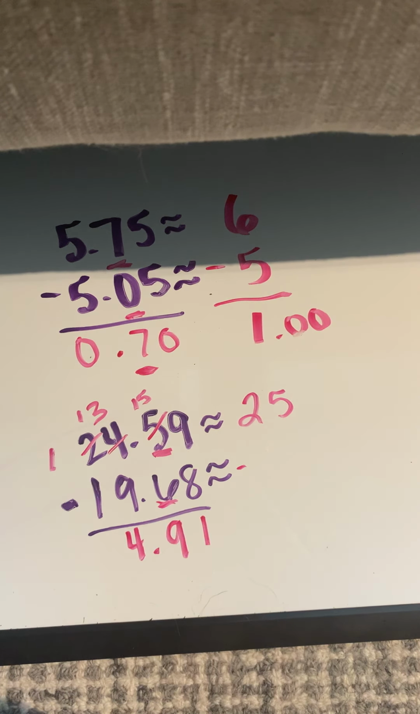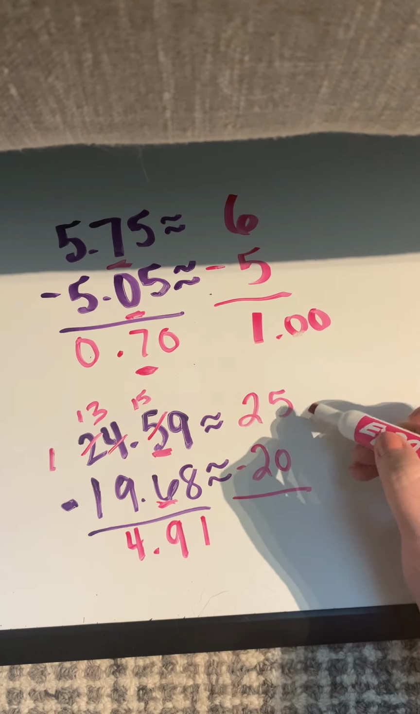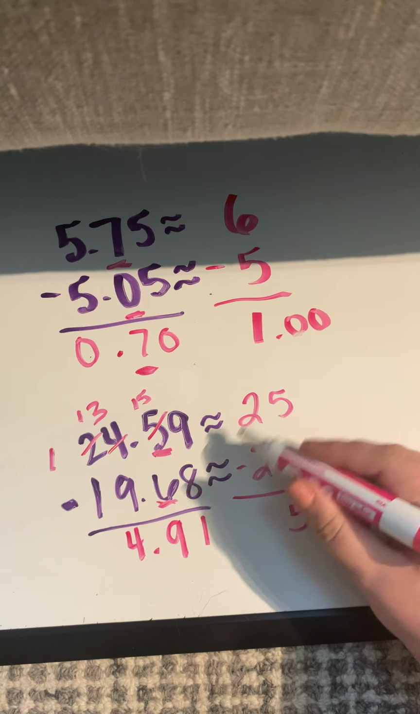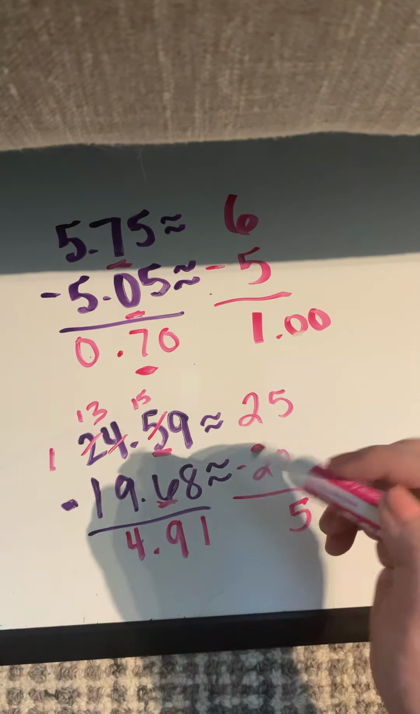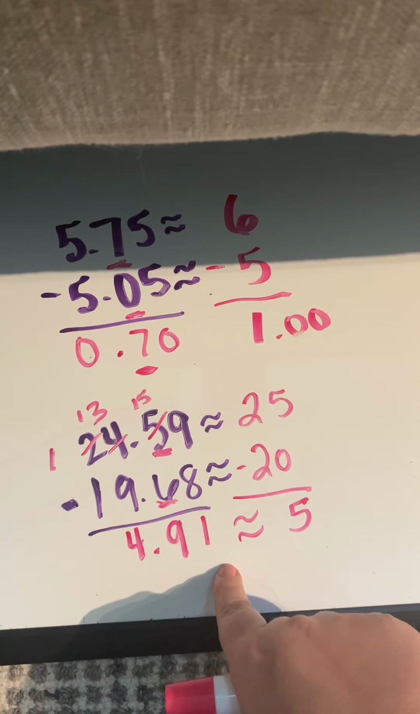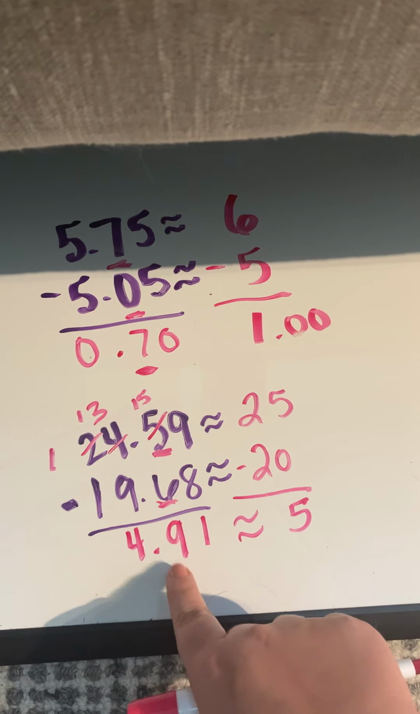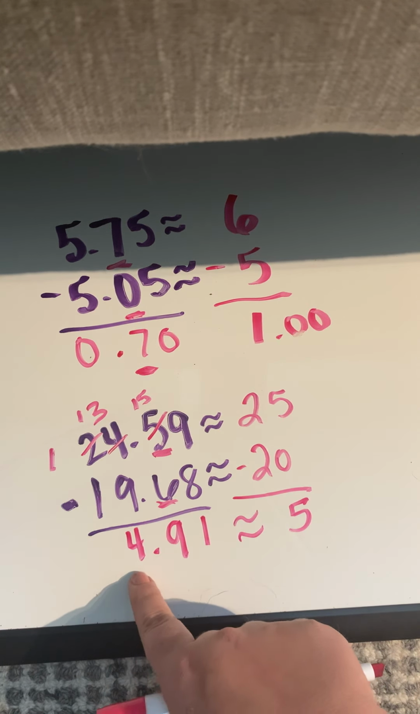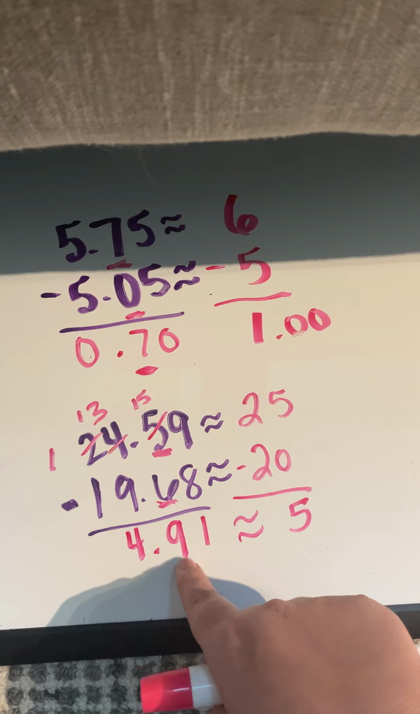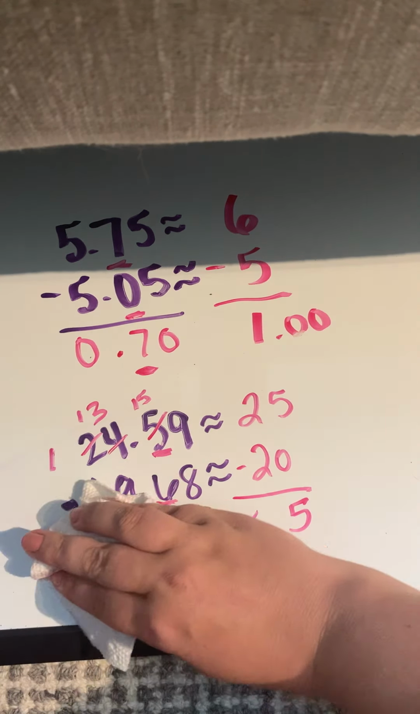Minus, I'm going to look at my 6. Okay, 6 is 5 or more, so I'm going to raise the score. So minus 20. And then 5 minus 0 is 5. 2 minus 2 is 0. So 4 and 91 hundredths is very close to 5, because if I were to round it, if I were to look at my tenths and round to the nearest 1, then I would see that 9 is 5 or more, and so this would become a 5. So double check that you have those. If not, I want you guys to work through those again to make sure that you're good to go with those.